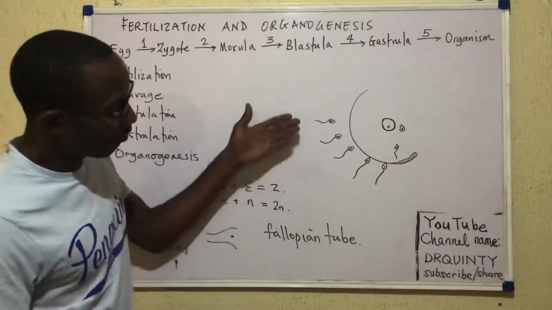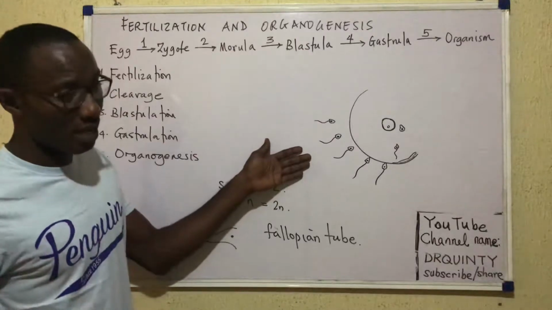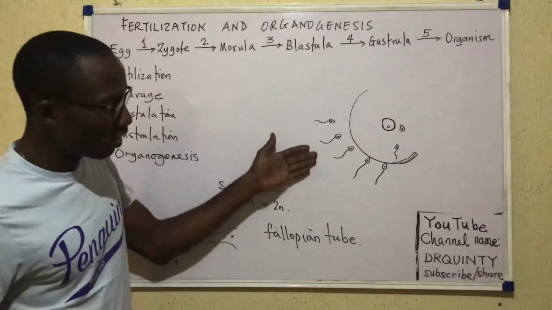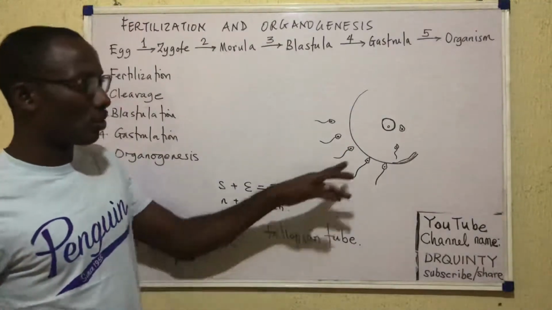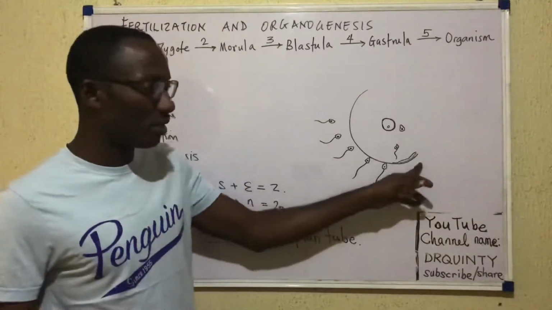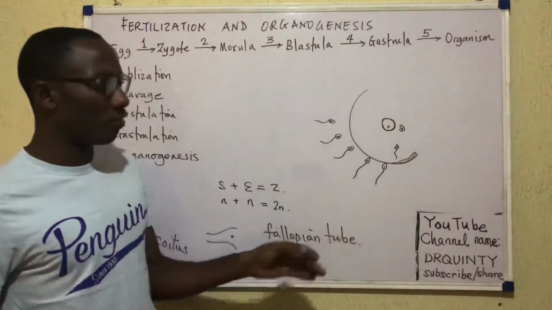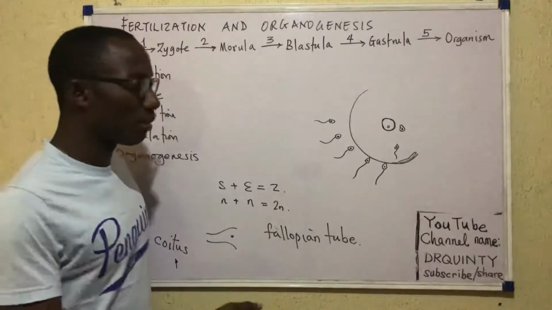Now, these are different sperms. I've tried to illustrate in a diagram here. These are different sperms swimming towards an egg. That's the egg. We're not showing all of it, just part of it, to highlight the important point here.